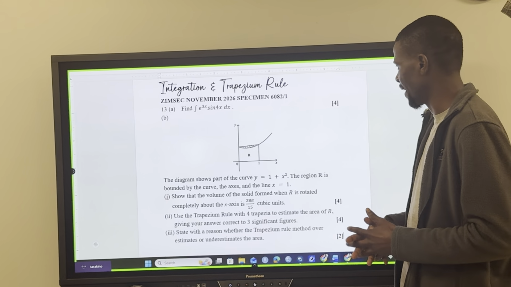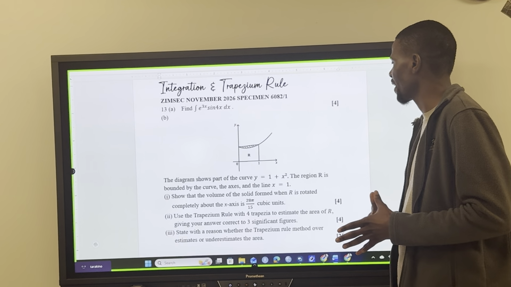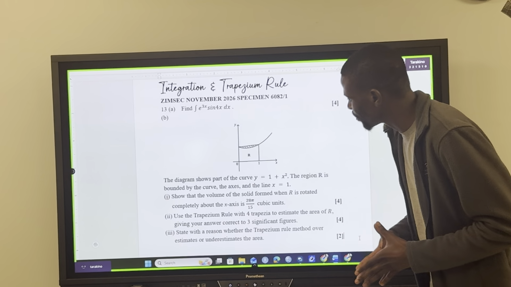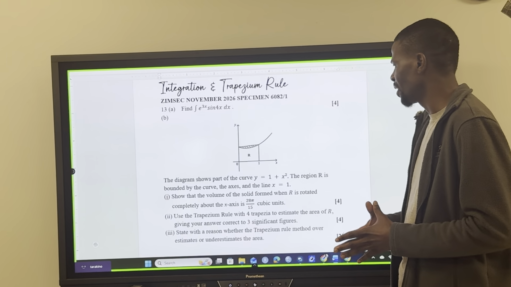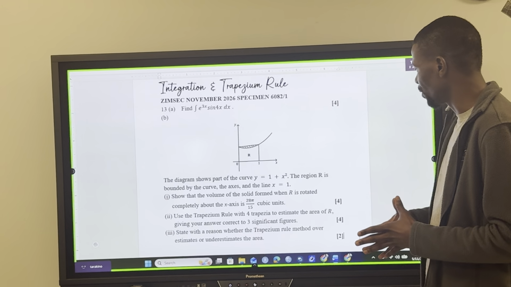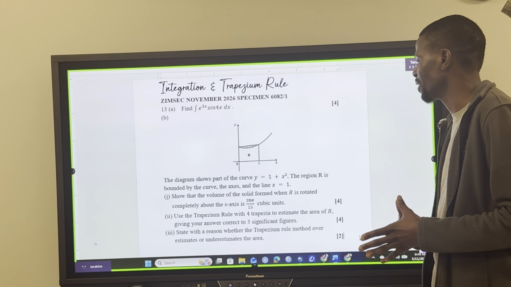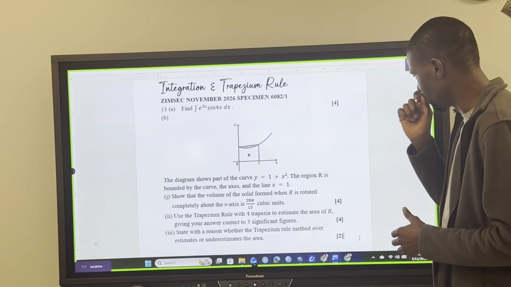sine 4x dx. Then B, the diagram shows part of the curve y equal to 1 plus x squared. The region R is bounded by the curve, the axis, and the line x equal to 1. Item 1, show that the volume of the solid formed when R is rotated completely about the x-axis is 28 pi over 15 cubic units.